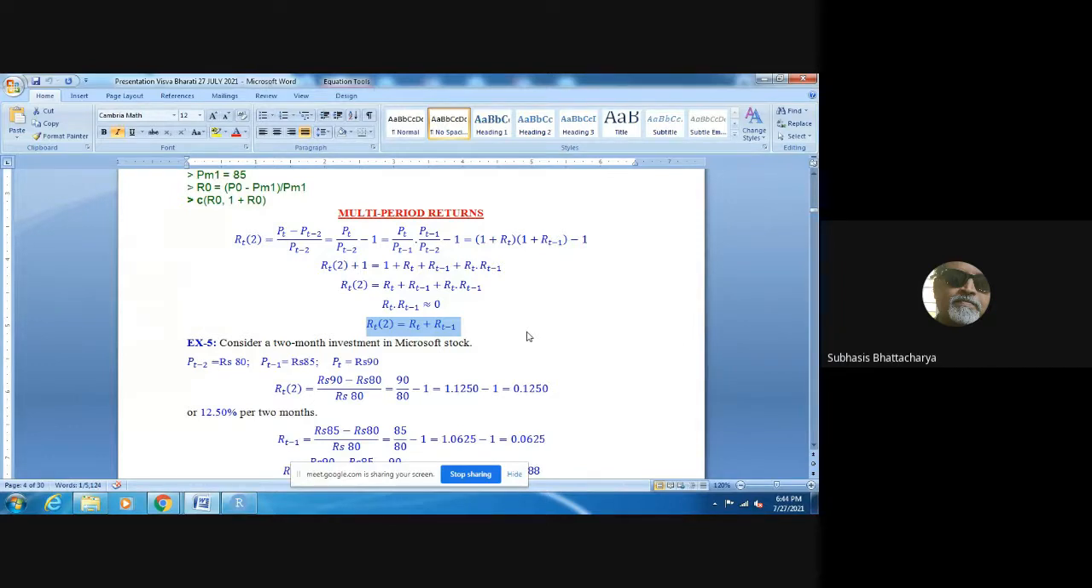So now consider a 2 months investment in Microsoft stock. Suppose you buy the stock at month T minus 1 at price 85 and sell it in the next month at 90.